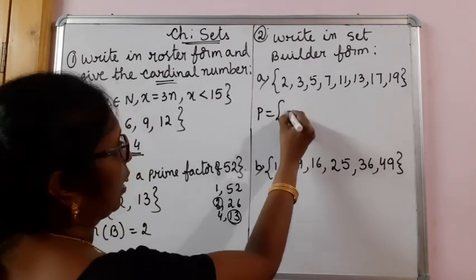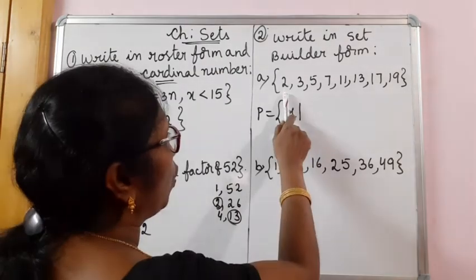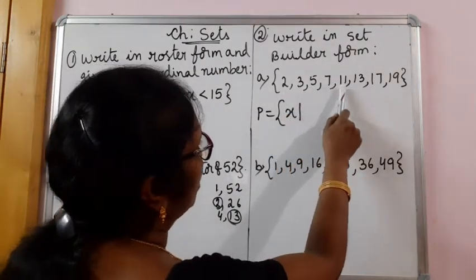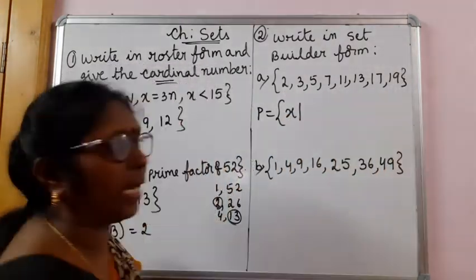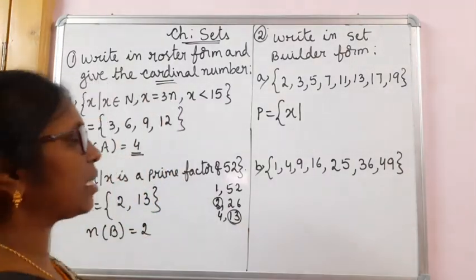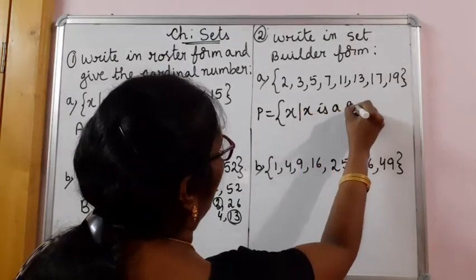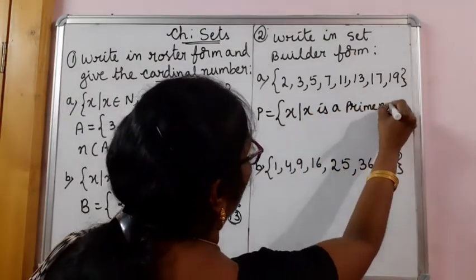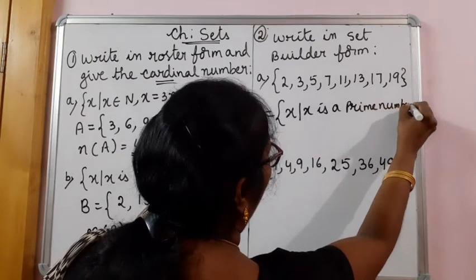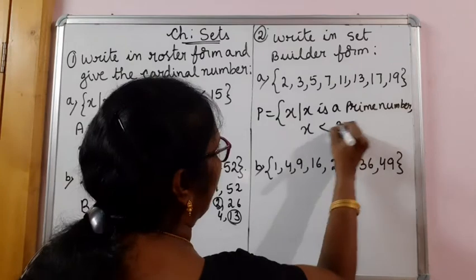P is equal to x such that, we can see 2, 3, 5, 7, 11, 13, 17, 19. All these are prime numbers. So very easily we can write x such that x is a prime number, but not all prime numbers are there, and x is less than 20.